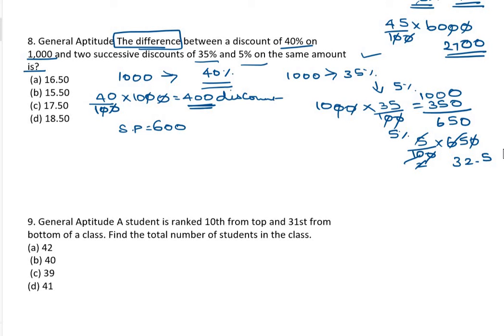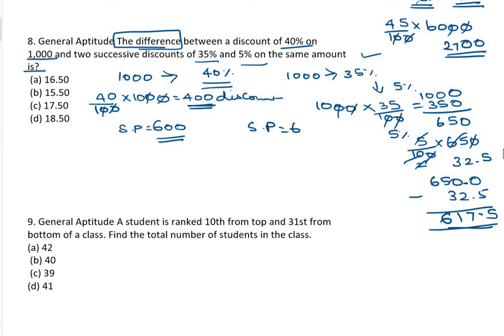$32.50 discount, so you have to subtract it from the amount: 650 minus 32.5. That gives 617.5. Again, the discount is 17.5 and the amount is 650. So the selling price is 600.